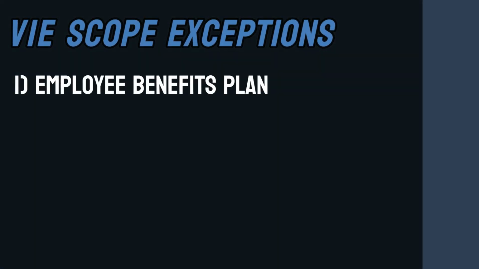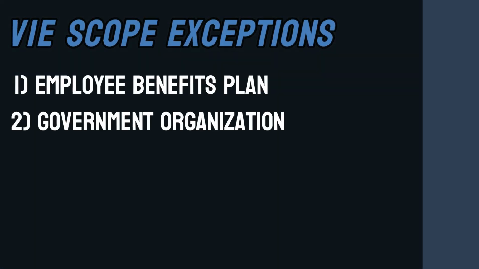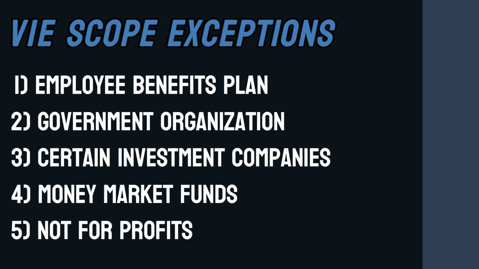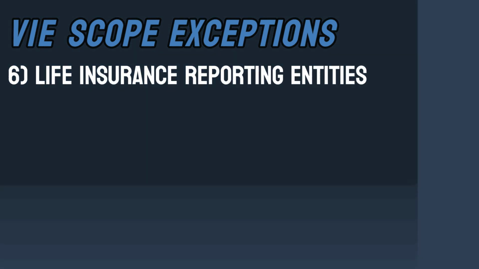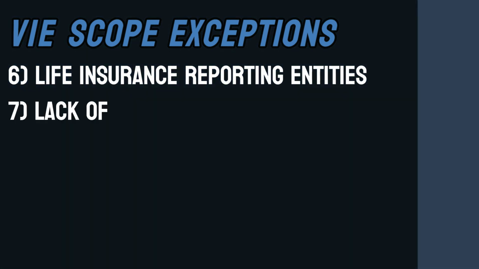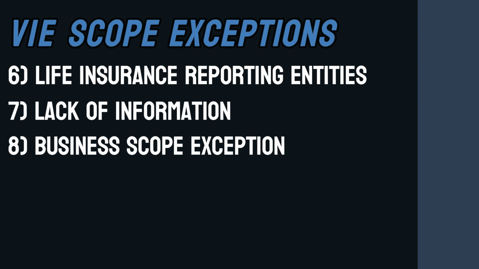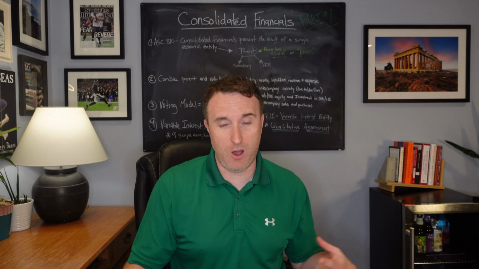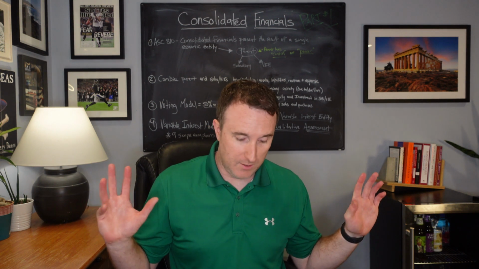So 1 would be the employee benefit plan, 2, government organizations, 3, certain investment companies, 4, money market funds, 5, not-for-profits, 6, separate accounts of life insurance reporting entities, 7, if there's a lack of information, basically you just don't have enough information to make a judgment call, 8, there's a business scope exception, and 9, this is fairly new, the private company accounting alternative. Those are 9 scope exceptions, and they all have their own rules and nuances with them.